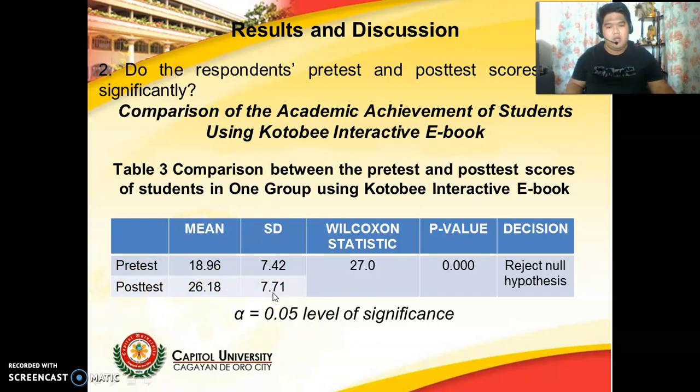The result of the Wilcoxon statistic is 27.0 with a p-value of 0.000, therefore the decision is to reject the null hypothesis. The data disclosed that there was a significant difference in the pre-test and post-test scores of students, as shown by the computed p-value, which is less than the level of significance of 0.05. The null hypothesis, which stated that there is no significant difference in the academic achievement in mathematics between the pre-test and post-test scores of students, is rejected.